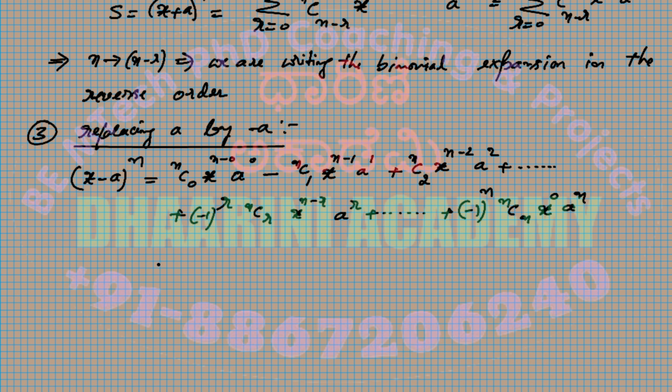Okay, so in general, I can rewrite this equation as the summation r equals 0 till n. I just have to add in minus 1 to the power r here. The rest remains the same: nCr x to the n minus r into a to the r. So find the fourth term, find the sixth term, etc. We can definitely find them using these kinds of concepts.